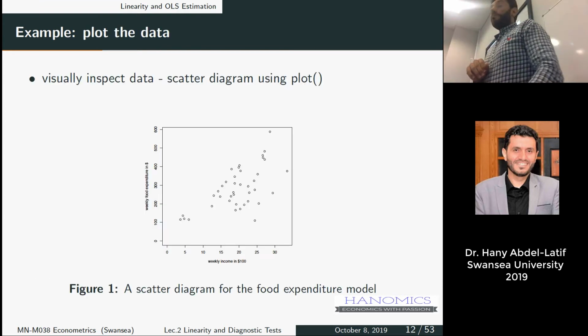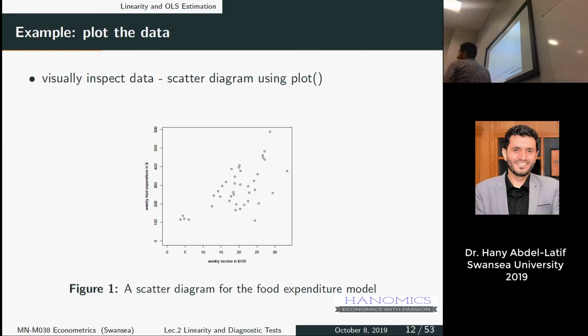You could also plot your data. Again, we'll see in the tutorial how to use the plot function to plot your data. On the horizontal axis, we have weekly income in $100, and on the vertical axis, how much they spend on food expenditure. This is a scatter plot. So what can you see in this graph? What does it tell you? Is there an indication of the relationship between income and food expenditure?